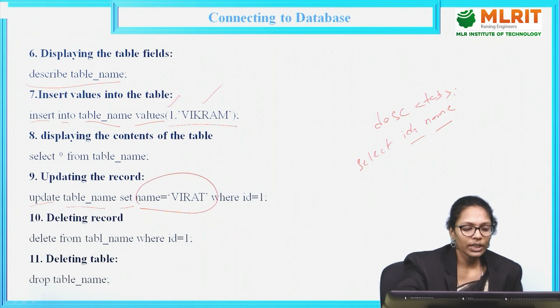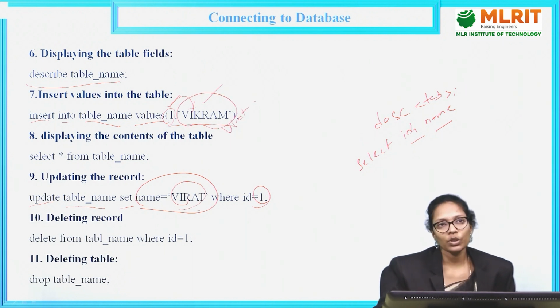And to update a record: update table name, set what you want to set. I want to set the name as Virat, where ID is equal to 1. For that ID, the value is Vikram actually, but I want to update it to Virat. So in place of Vikram, the value will be updated to Virat. That's the use of update.